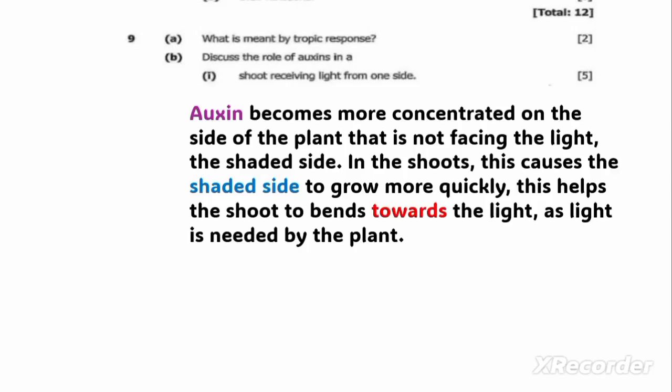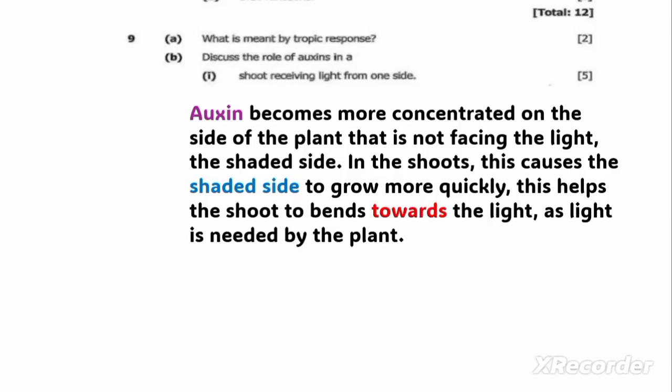Light is needed by the plant. So we know that light is needed during the process of photosynthesis. So this process that is making the shoot bend towards light will help the shoot to access light, and light is one of the factors needed by the process of photosynthesis. We have answered question B, Roman numeral 1.